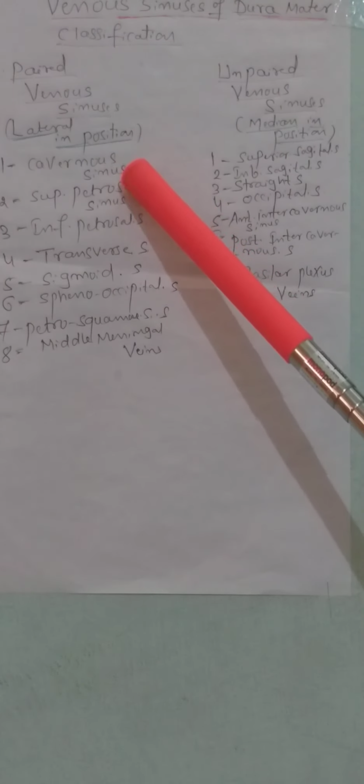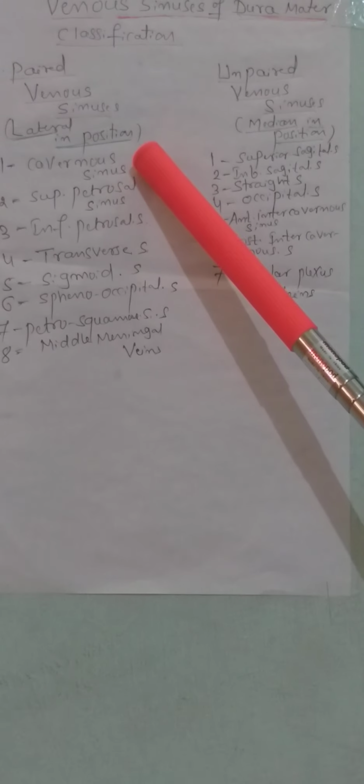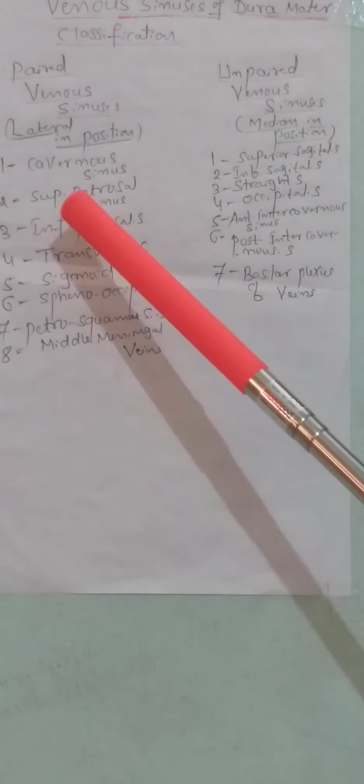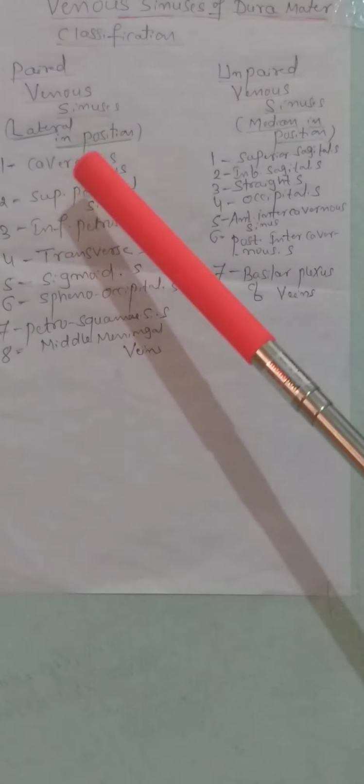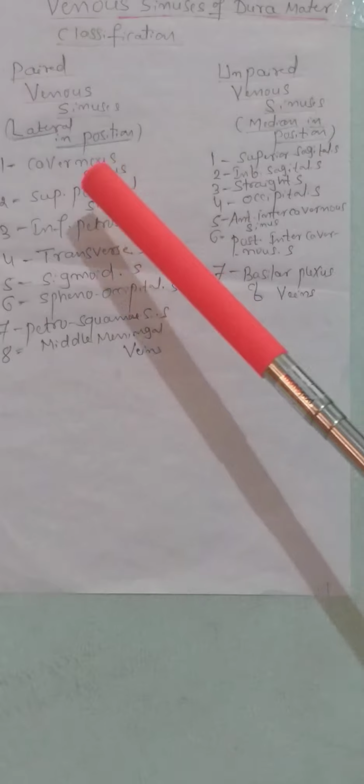Among these, the important one is the cavernous sinus, which is important to the ophthalmic surgeon, because any thrombosis in this will go to the scalp. One more is the superior petrosal sinus. Any thrombosis from the head, neck and nose will go to the brain. It is very important to the neurophysician or neurosurgeon.